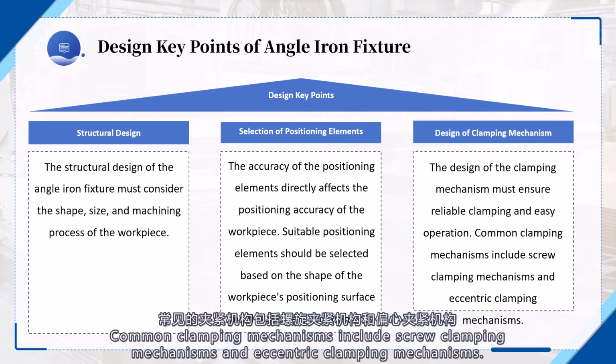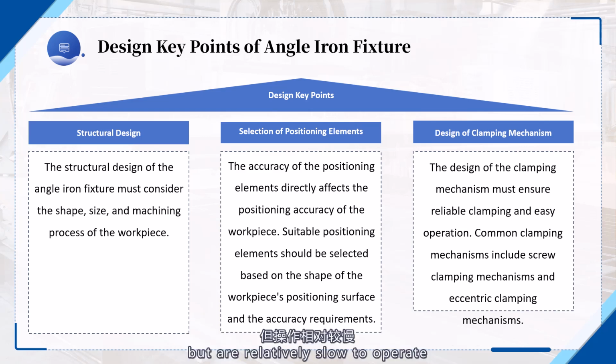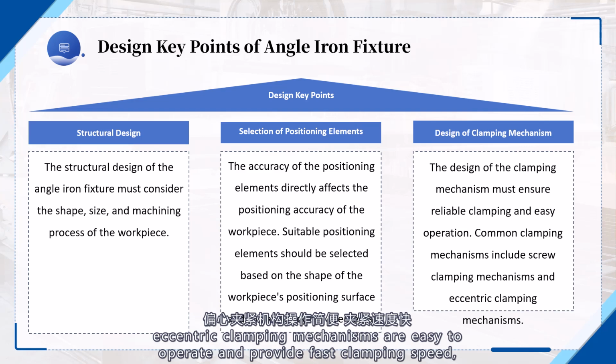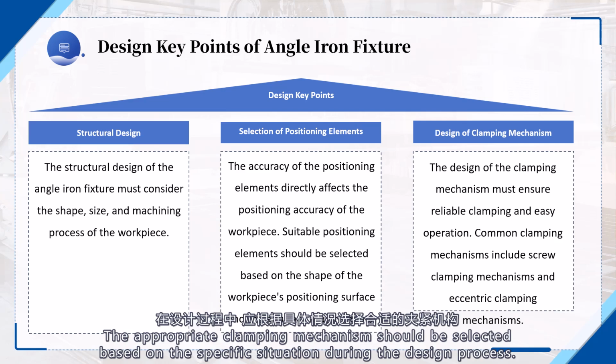Common clamping mechanisms include the screw clamping mechanisms and the eccentric clamping mechanisms. Screw clamping mechanisms offer high clamping force and good self-locking performance, but are relatively slow to operate. Eccentric clamping mechanisms are easy to operate and provide fast clamping speed, but the clamping force is relatively smaller. The appropriate clamping mechanism should be selected based on the specific situation during the design process.